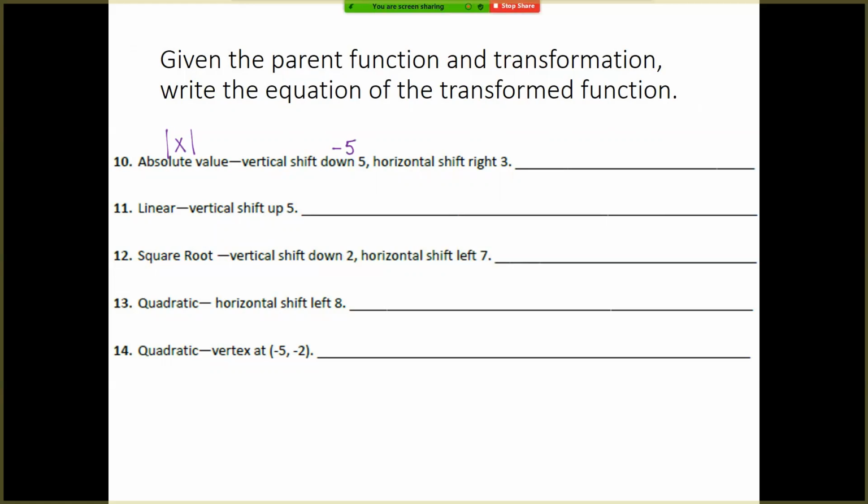And a horizontal shift right 3. Remember, horizontal shifts take the opposite sign. So I'm going to have a -3, and that's going to go inside. So for our equation, I'm going to write y equals absolute value of x -3. That shift to the right 3 goes inside. The -5 hangs out at the end, outside of your absolute value bars.